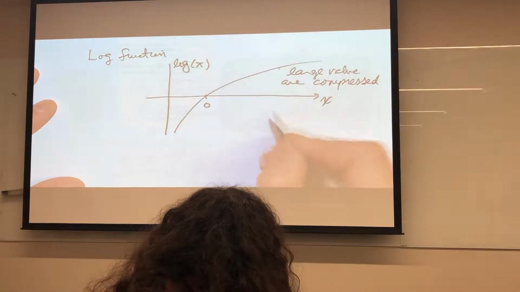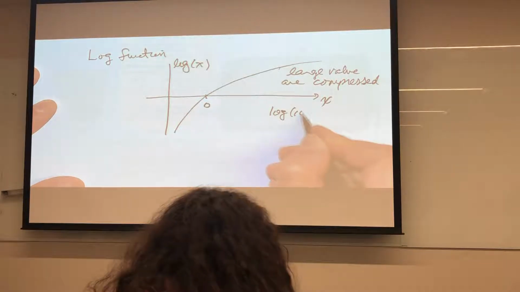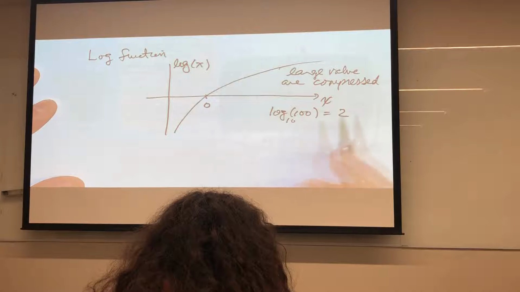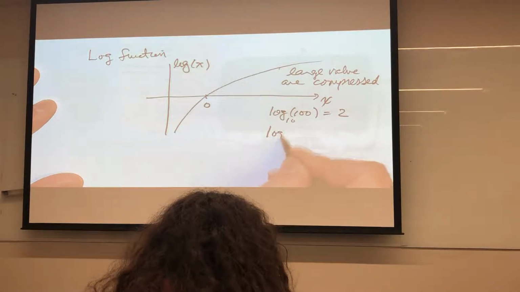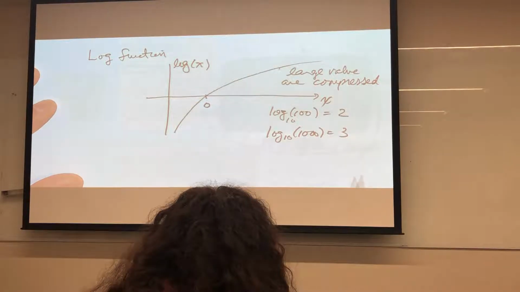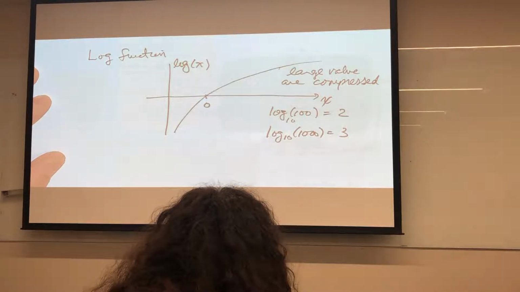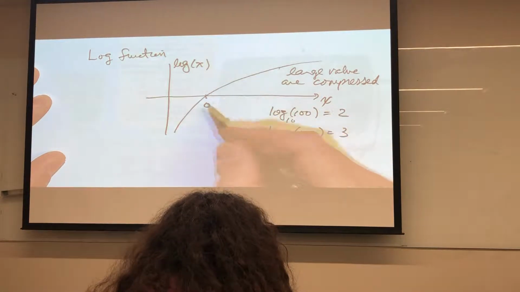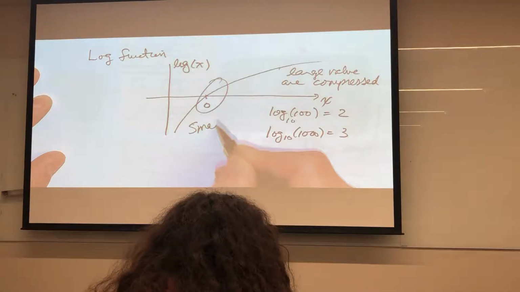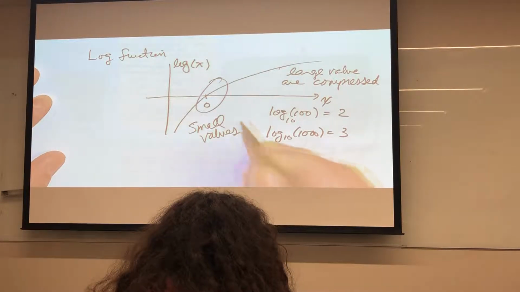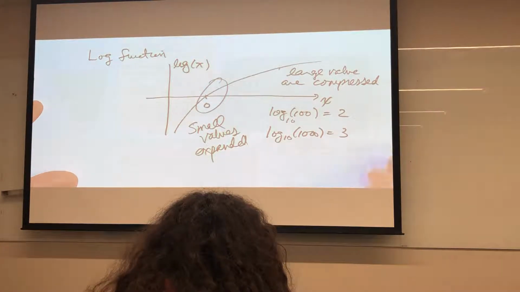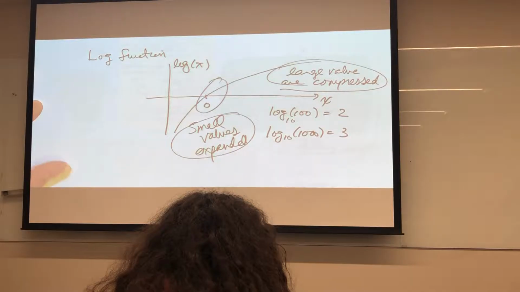Okay? So for example, if I take log of 100, this is base 10, the result is 2. So 100 gets compressed down to 2. Log base 10 of 1,000 is equal to 3. Okay? So I get this great compression. On the other hand, down here the slope is large, and so small values are expanded. Okay? So large values are compressed, small values are expanded.